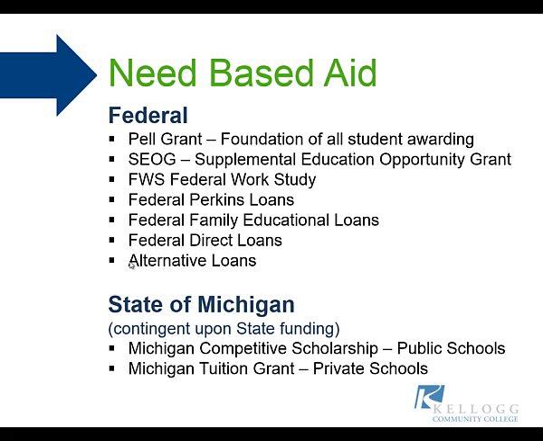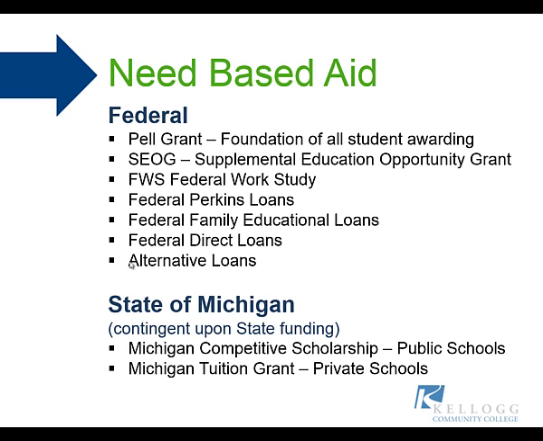Federal Perkins loans are loans that have very good interest rates and repayment options. There are schools that do offer these, but you will have to ask your school if they participate within that loan program. Federal Family Education Loans, Federal Direct Loans, and Alternative Loans are all options for individuals who are looking to attend college. These loans have different variables to them. I would encourage you to look into each of them.